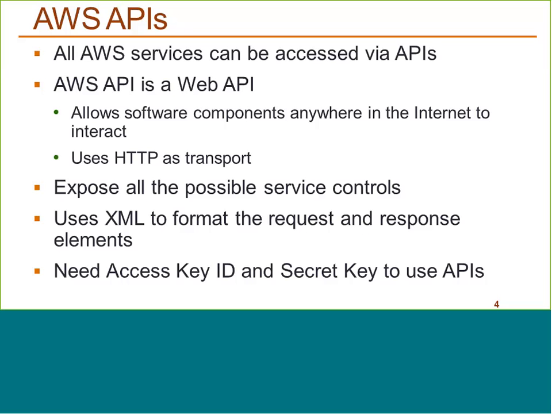Then the AWS APIs use the XML format for the request and response. I'm sure that some of you will be familiar with XML, and we'll see an example of this. And obviously, to use these APIs, we need the access key ID and secret key. This is how we tell Amazon our identity: who am I that's making the API call?